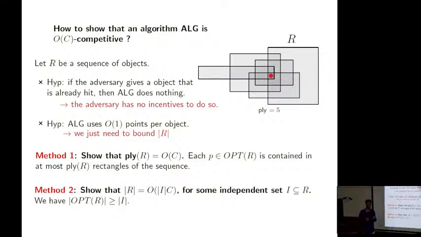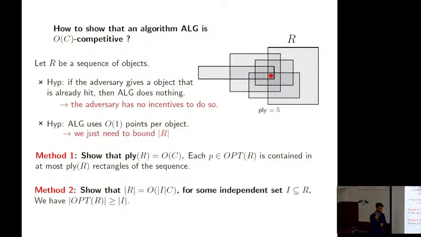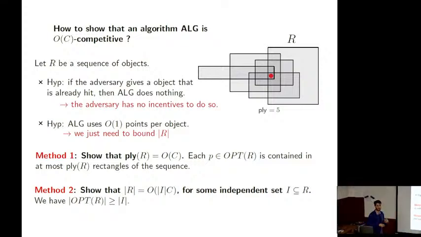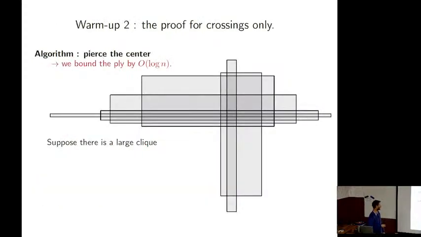If we use a constant number of points per object, it's just trying to bound the length of the sequence. So the second method, if we manage to show that the length of the sequence is at most the size of an independent set times this constant C for some independent set, then we get the O of C ratio, because the optimal solution has to be at least bigger than this independent set. But this is more tricky to analyze because we need to maintain this independent set, and somehow the algorithm has to use this independent set to place its points and so on. So this is a more tricky method.